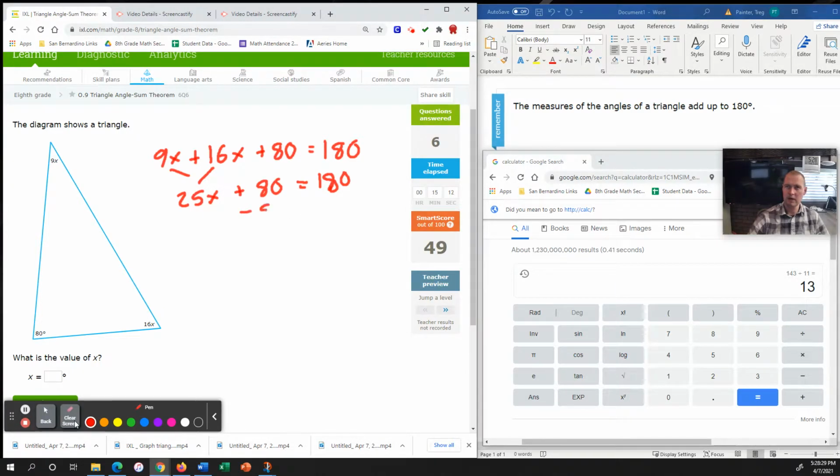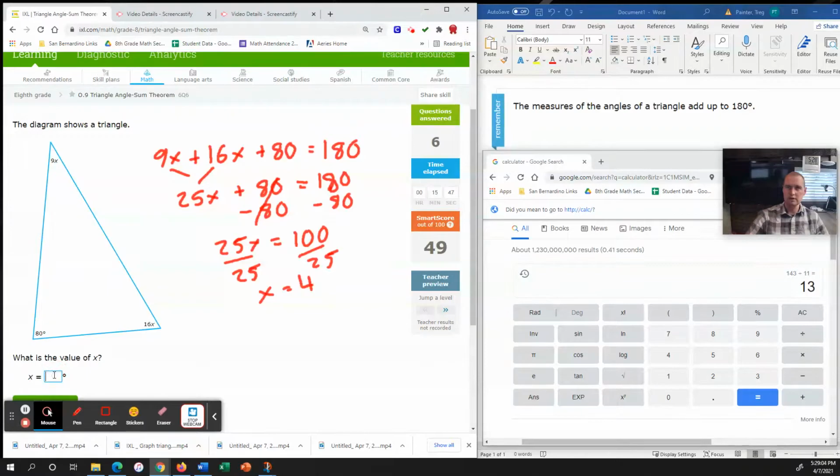First step, minus 80 from both sides, minus 80. So therefore I got 25x equals, because the 80s are out, 180 minus 80 is 100 even. That works out really good. Well, how many 25s in 100? How many quarters are in a dollar? Oh yeah, 4, right? So divide by 25, and therefore x equals 4. And take that 4, plug it in.